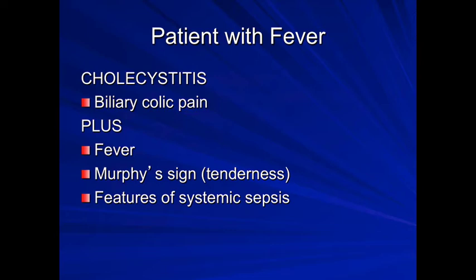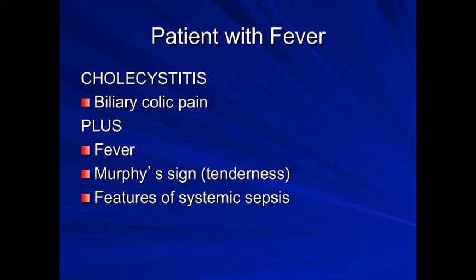Now, when a patient also has associated fever or signs of sepsis, then this suggests that it's not simple biliary colic, but the patient has now progressed to have cholecystitis. The pain is usually very similar to the biliary colic, but now the patient will also complain of fever. They will classically have a Murphy sign, that is tenderness in the right upper quadrant that will cause the patient to catch their breath when they take a deep inspiration.